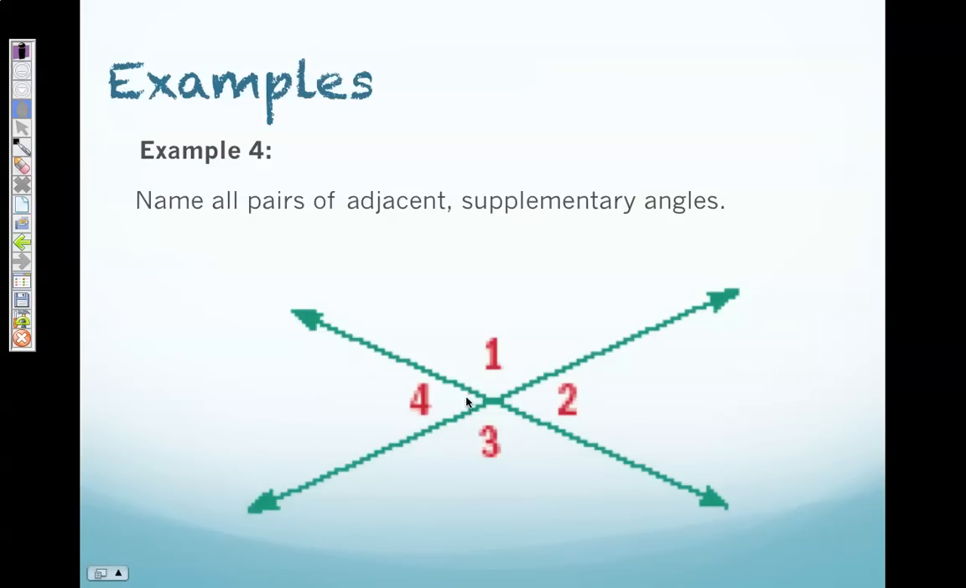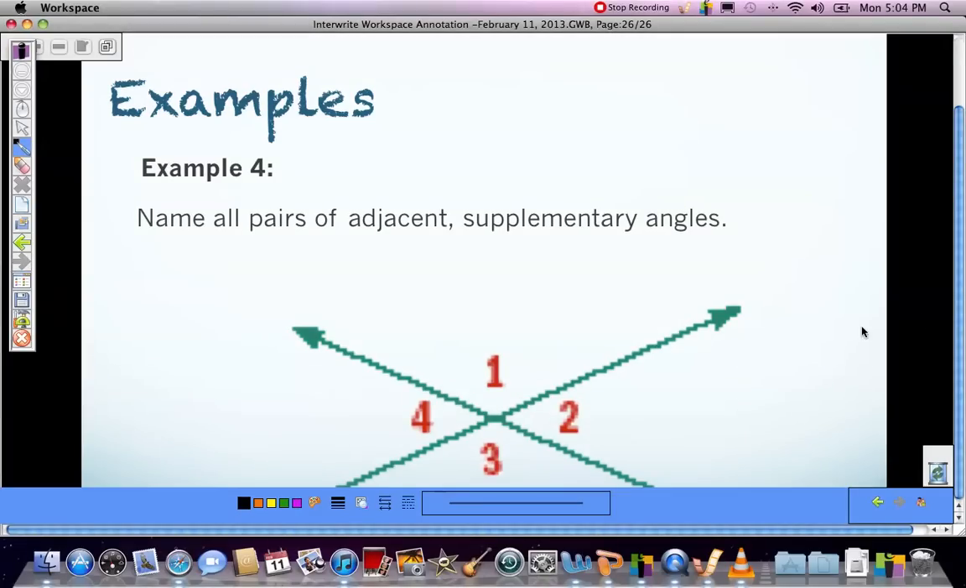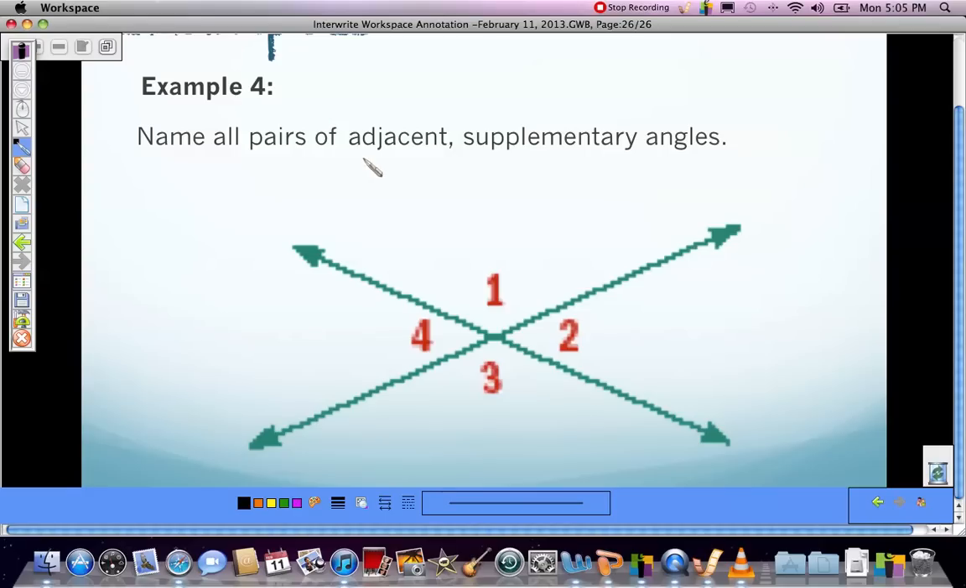All right, example 4, name all pairs of adjacent and supplementary angles. Well, we did this earlier. Adjacent angles means that the angles are right next door to each other and they form a straight line. They equal 180 degrees, making them supplementary. So adjacent angles are supplementary. Angle 1 is adjacent to angle 2 because they're right next door to each other. They share this common side and this vertex, and they are equivalent to 180 degrees. So we need to write angle 1 and angle 2.